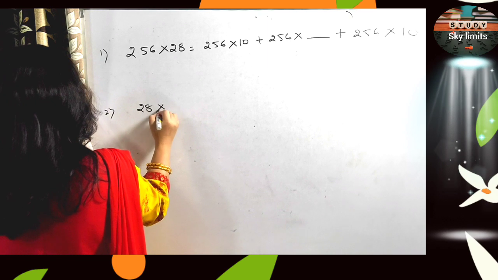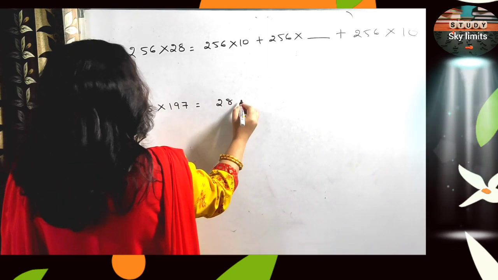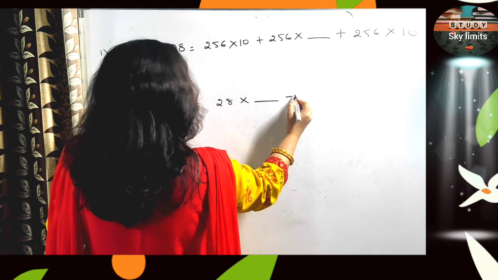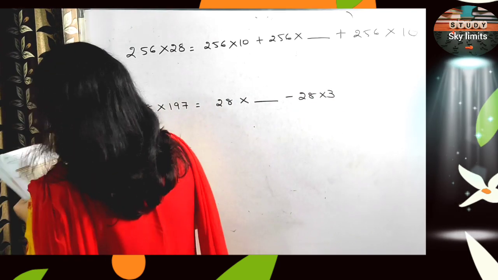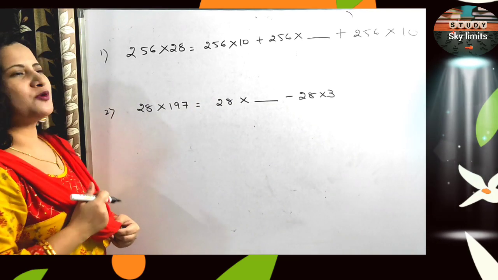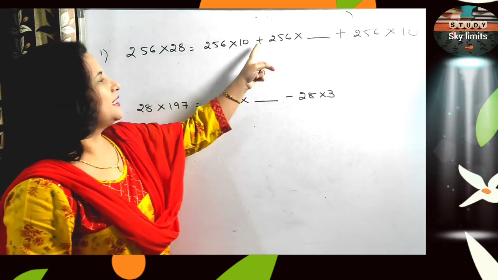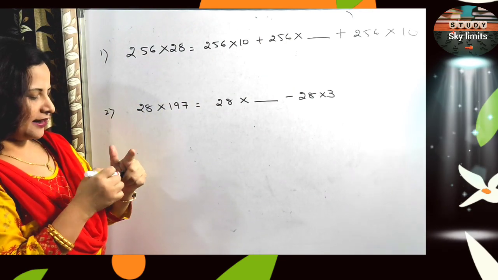Okay, another question let me take. 28 multiplied to 197 is equal to 28 multiplied to dash minus 28 multiplied to 3. Okay, so these are some of the questions. See how I'm going to solve this using the distributive property only. In the first case, it's addition. In the second case, it is subtraction. Okay, so now you have to fill in the blank.